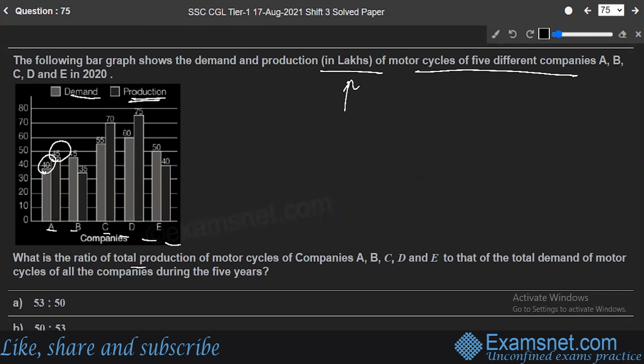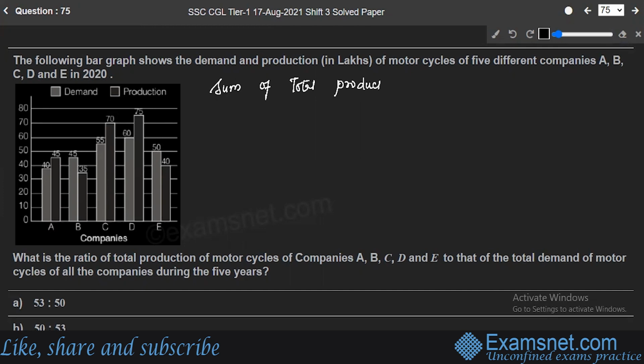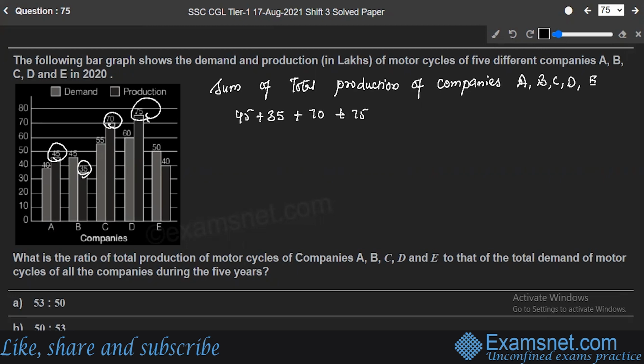What do you have to find out? What is the ratio of the total production of the motorcycles of companies A, B, C, D, E to that of the total demand of the motorcycles of the companies during the 5 years? So it's a very easy question. You just need to find out the total production of all the companies and the total demand of all the companies, and you have to find the ratio. So let's start. First of all, sum of total production of companies A, B, C, D, and E. See, production was total, this is 45 plus 35 plus 70 plus 75 plus 40, which is 265.